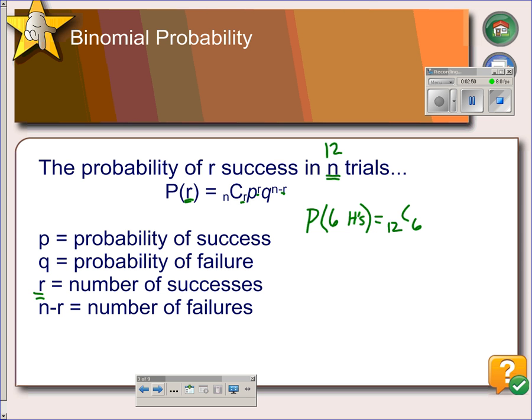Next, we need to know what p stands for. p is the probability of success. So for flipping coins, the probability of getting heads we know is 1/2. The r that we have here will be the same number we have here, so we're looking for 6 successes. q is the probability of failure. So if the probability of getting heads is 1/2, the probability of not getting heads is also 1/2. And n minus r would be the number of times that we expect to not get heads. So if we get 6 heads, that means we expect to get 6 tails. So that's how you would use the formula.